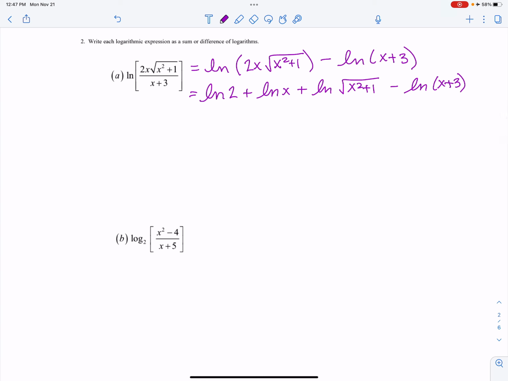Now, let's focus on that square root. Remember, our exponent properties tell us that a square root can be turned into an exponent. So we have natural log of 2 plus the natural log of x plus the natural log of x squared plus 1, and a square root raises it to 1/2 power, minus the last guy, natural log of x plus 3.